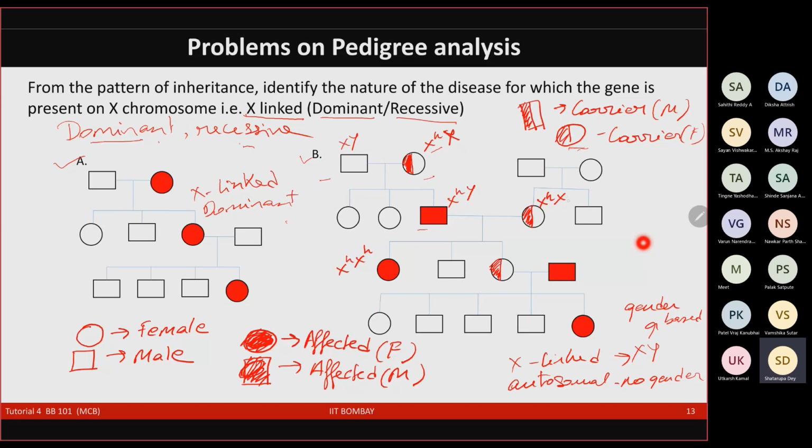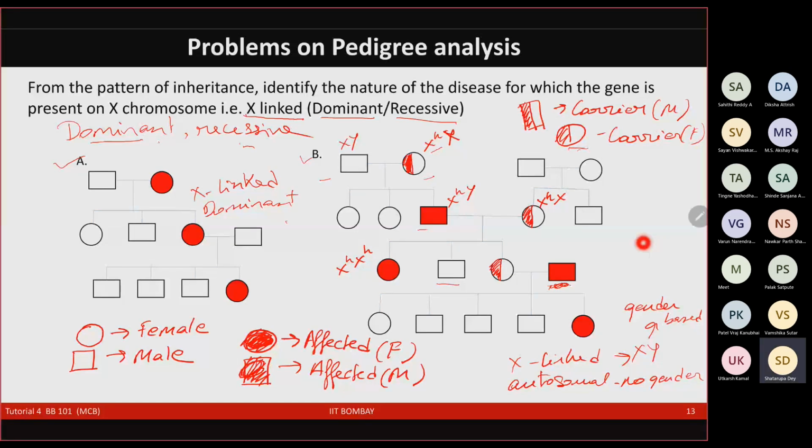And when you cross this, you will see that in 50% of the cases, the male is going to be affected, and in 50% of the cases, the male is not going to be affected. Sorry, I should not have made it here. So if you cross this, you will find that in 50% of the cases, the male is going to be affected, and in 50% of the cases, he's not going to be affected. So here, their son has not been affected.